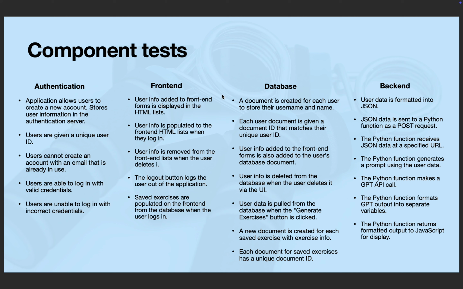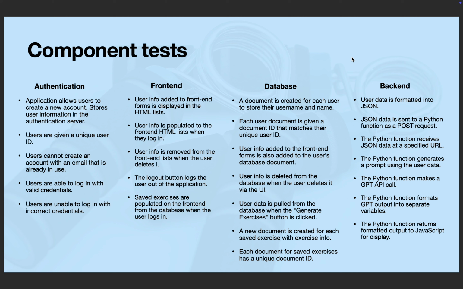The database, like I mentioned, a document is created for each user. That document can be updated as the user changes their user information. A document is created for each saved exercise, and that correctly populates to the front end. If they delete an exercise, that document is deleted. So fairly simple things in practice. It turned out to be a bit of a headache to make sure everything worked out correctly and was given a unique user or a unique document ID, and then retrieving that document ID when you need to delete something. But so far, so good.